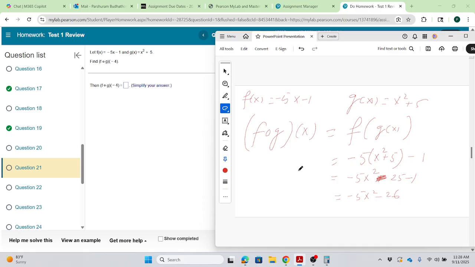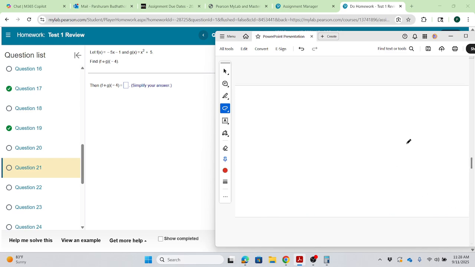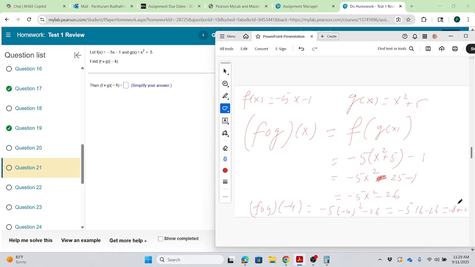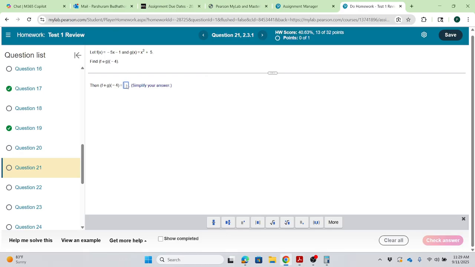Okay. So now this is the general function. We would like to find the value of this function when x is negative 4. So you go here, replace this x by negative 4, do the calculation. So negative 5 times negative 4 squared, which is 16. 16 times 5 is 80, which is negative 80 minus 26. Okay, so negative 80 minus 26, which is 106. So negative 106 is the value.